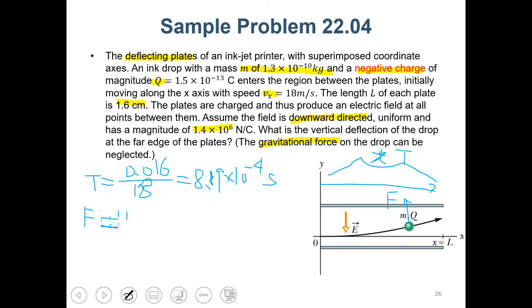So the force acting on it will be F equals QE, which will be nothing but 1.5 times 10 to minus 13 times 1.4 times 10 to 6. So you just need to plug in the number and it will all be done. So it will be 2.1 times 10 to minus 7 Newton.